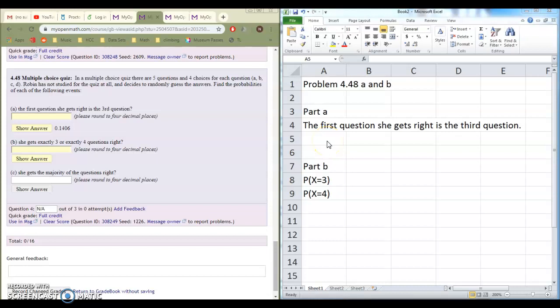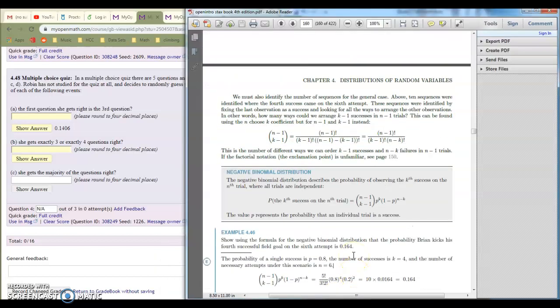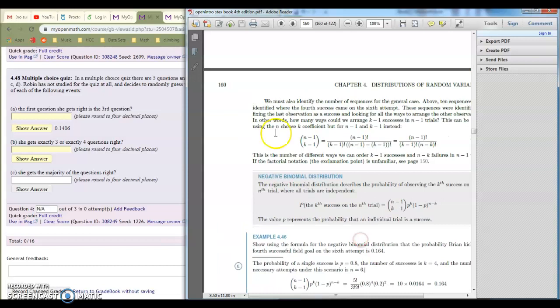All right, I'm going to walk through problem 4.48a and part B using Excel. So part A deals with the negative binomial distribution. You can read about it if you would like to. It is in your text. It is on page 160.